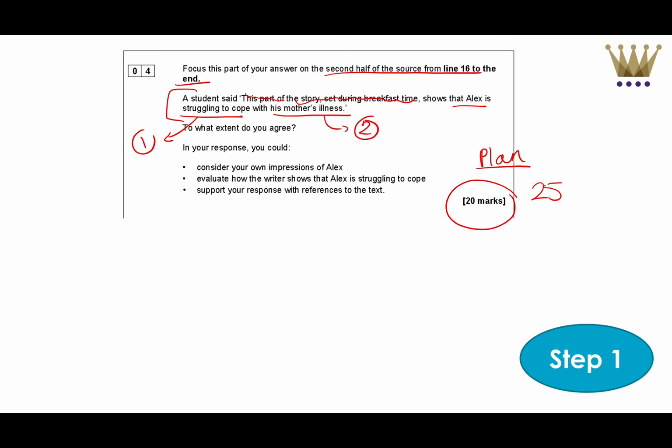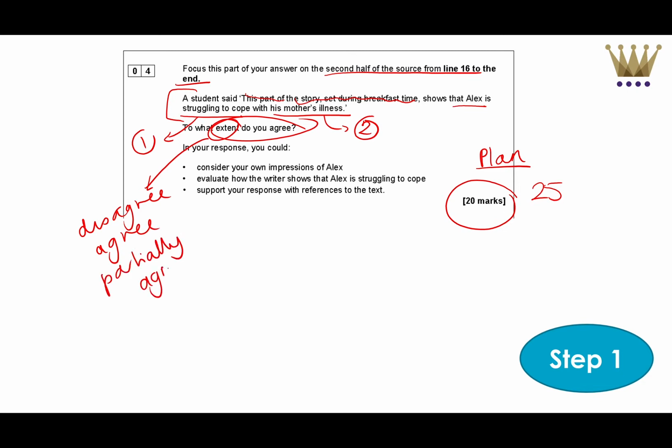To what extent do you agree? Now the word extent tells me that I can disagree, I can agree, and I can partially agree. So I can agree with part of it, but I can also find reasons why we might disagree with it. In your response, you could consider your own impressions of Alex. Own impressions means own words, so I need to be able to say in my own words what my impression of Alex is.